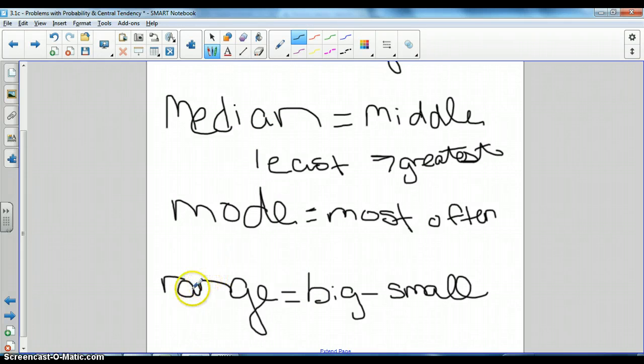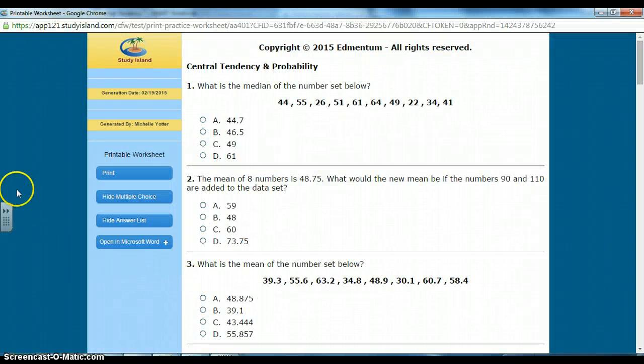So I'm just going to use some Study Island questions to go over this with you. So it says, what is the median of the numbers set below?